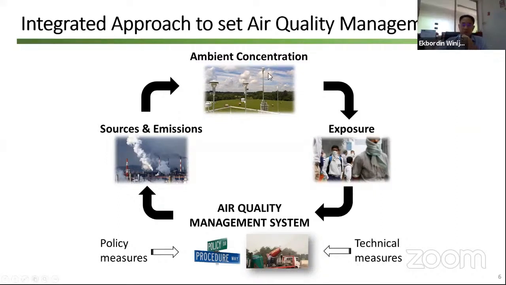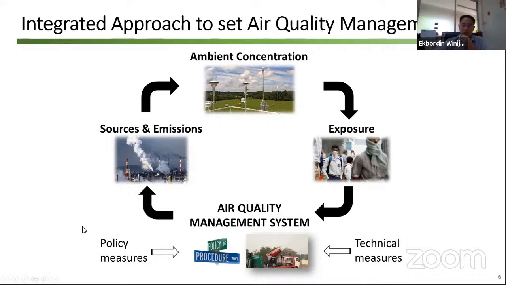And then with that information, people can estimate the exposure: how many people are exposed to this concentration of pollutant in different locations. And those exposures can link to the health of the people in different locations. Then if we know that in this area, people have high exposure and maybe high health impact, then we would like to reduce the exposure of the people by reducing the level of air pollution. We can do that by using an air quality management system.